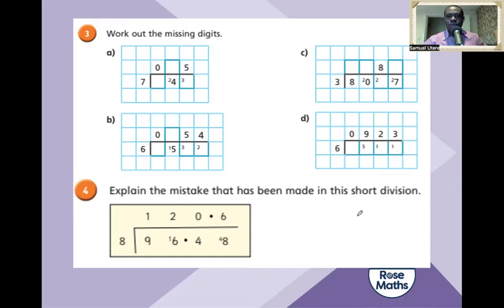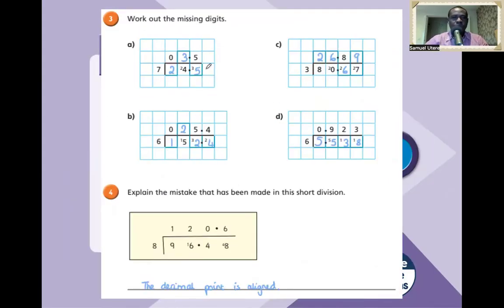Assuming you've paused the video and you've answered questions 3 and 4, here are the answers. Let's discuss them. For question 3, you were simply asked to complete the missing numbers. This is to help you practice the decimal short division method, where you maintain the decimal, make sure the decimals line up, and then just carry on doing the division and practicing getting better at it.